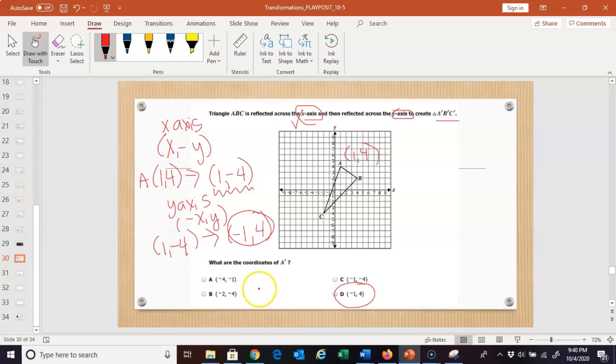And if you wanted to, you could definitely do that with all the points and kind of replot it to make sure it makes sense. Those are the two rules in action. So sometimes you'll see transformations combined.